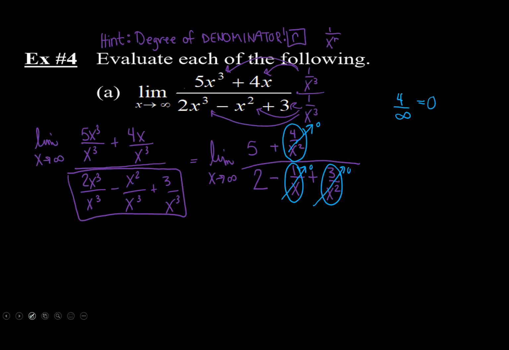And for this limit, what I end up with is, when I plug in the infinity, 5 plus 0 all over 2 minus 0 plus 0, which gives me 5 halves. And that happens to be my horizontal asymptote. And we can find that using the limit as x approaches infinity. Cool, huh? All right, let's look at the next one.